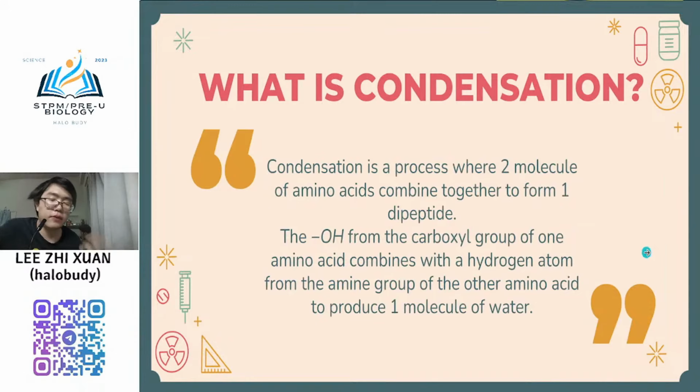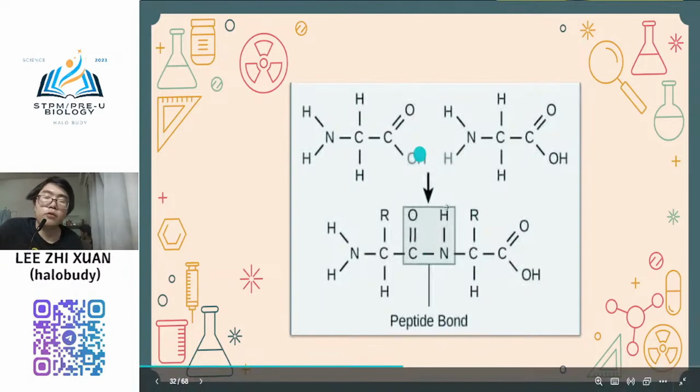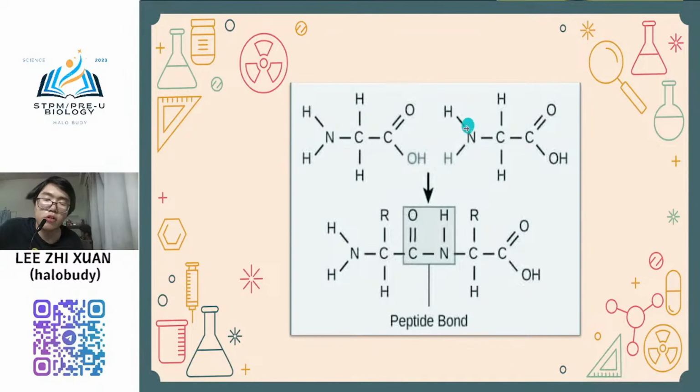If I show you the diagram, it is easier like this. These two are glycine, glycine 1 and glycine 2. To form a peptide bond, the hydroxyl group from the carboxylic acid of one amino acid and one hydrogen atom from the amino group of the other amino acid will be released to form a water molecule. So this is a condensation process. They will form a peptide bond.